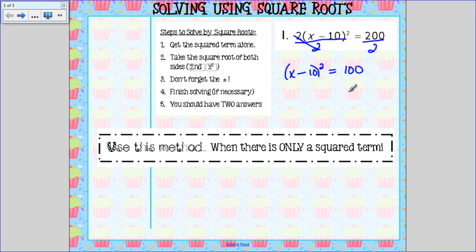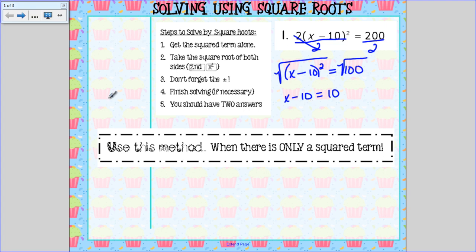The second step says to take the square root of both sides. To undo something that is squared, we take the square root, because they are opposites or inverse operations of one another. If I take the square root of the quantity x minus 10 squared, I'm left with just x minus 10. If I take the square root of 100, hopefully you know by now that's 10, because 10 times 10 makes 100. If you aren't sure, you press second and x squared on your calculator, then type 100 and it will tell you that it's 10.